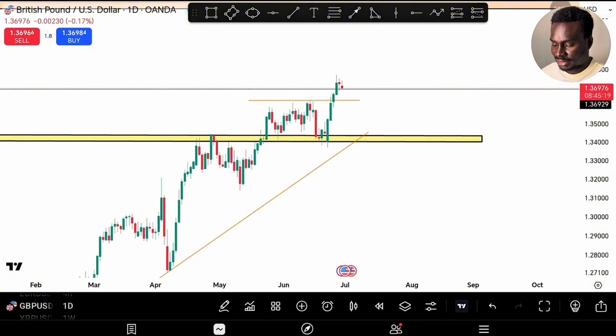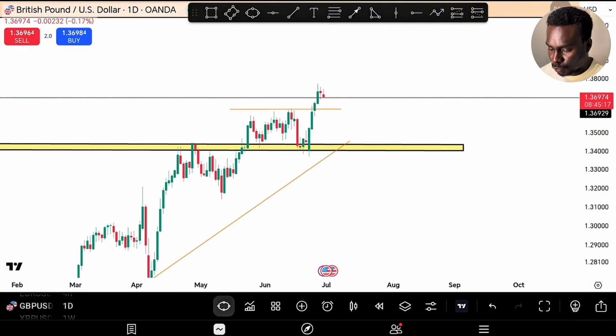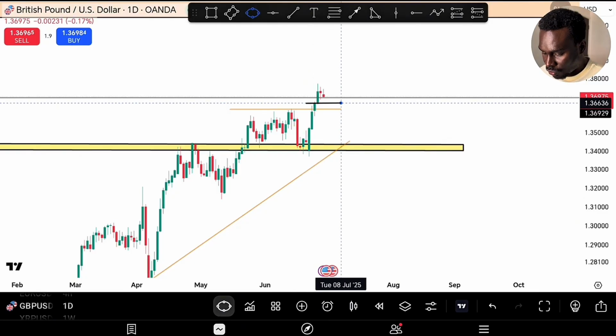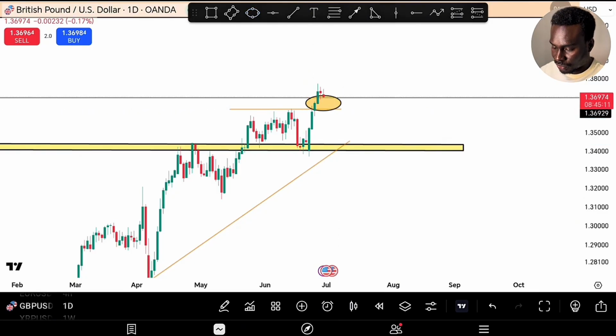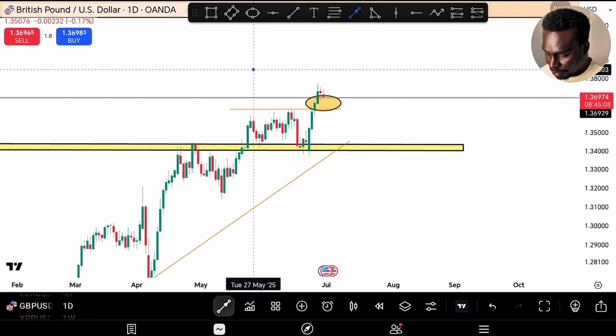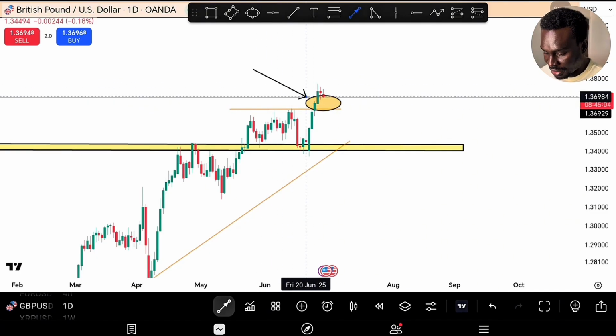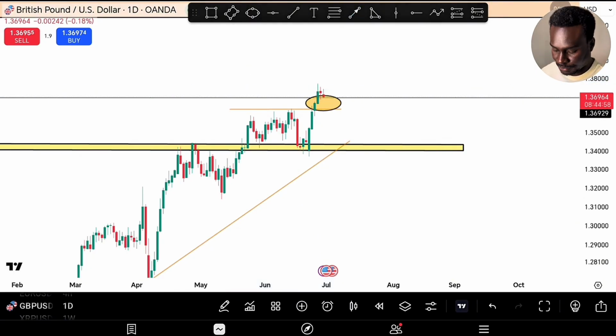Why? Because it's in between two tentative areas in this region. The lower region is the last high that it broke, and the upper region is this weekly trend line it has broken above. Now it's retracing back to the downside.